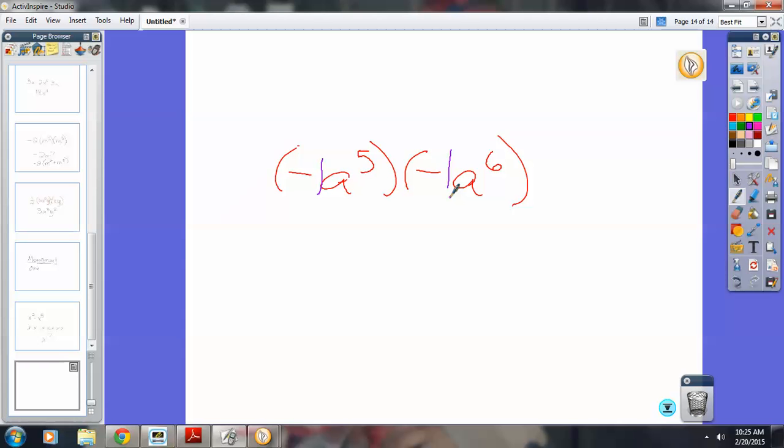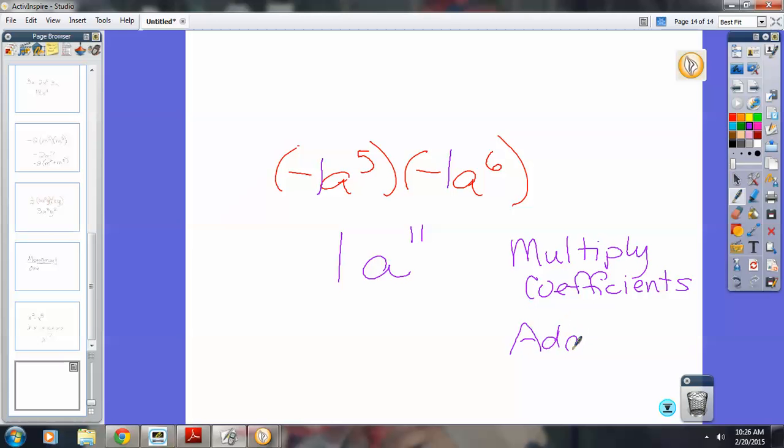So let's multiply those coefficients. Negative 1 times negative 1 is positive 1. A to what power? 11. 5 plus 6 is 11. Again, you multiply the coefficients. We add the exponents. Multiply coefficients and we add the exponents. Yes, we could have just said a to the 11. 1 a to the 11 is the same as a to the 11.